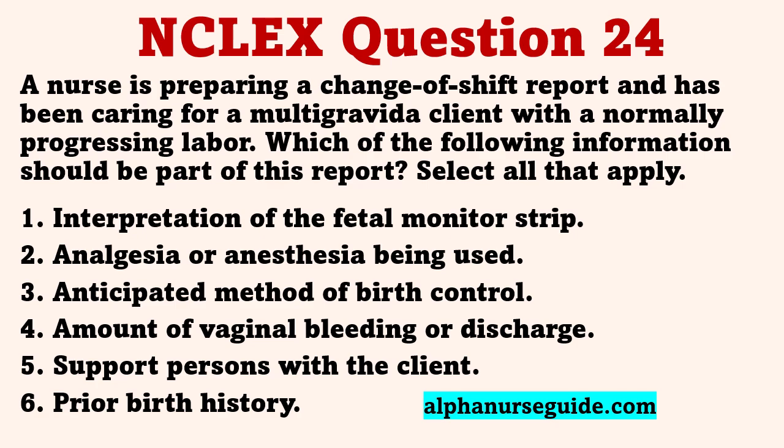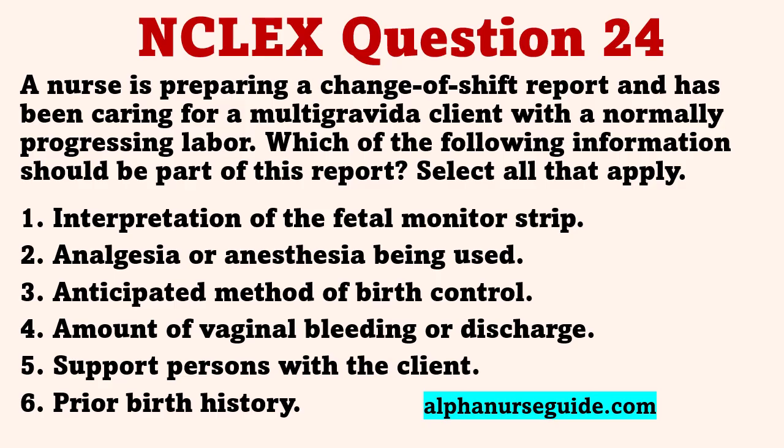The correct answers are 1, 2, 4, 5, and 6. Knowledge of how the fetus is tolerating contractions, as well as the frequency, intensity, and duration of contractions, as indicated on the fetal monitor strip, are extremely important. The type of analgesia or anesthesia being used, the client's response, and her pain rating should be included as well. The amount of vaginal bleeding indicates whether this labor is in the normal range. Vaginal discharge indicates if membranes are ruptured, and the color, odor, and amount of amniotic fluid. The support persons with the client are an integral part of the labor process and greatly influence how she manages labor emotionally and, commonly, physically.